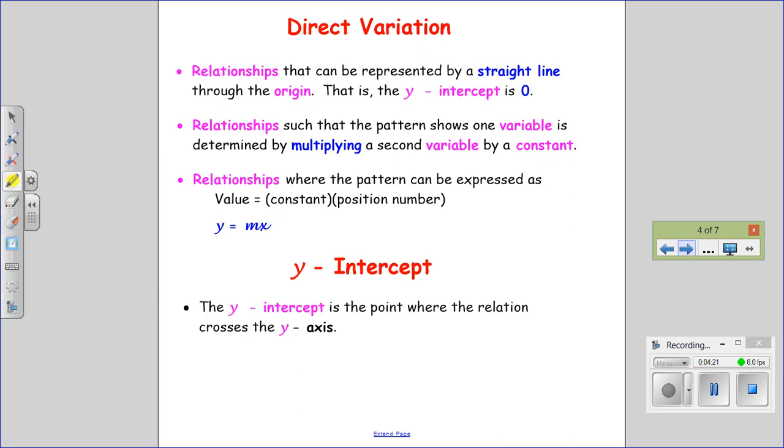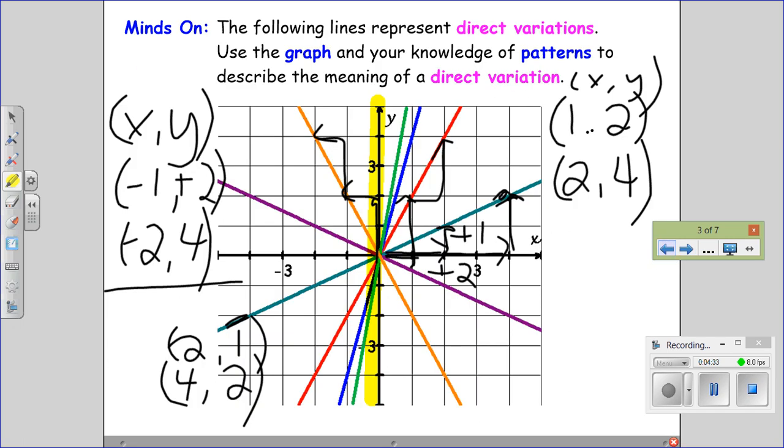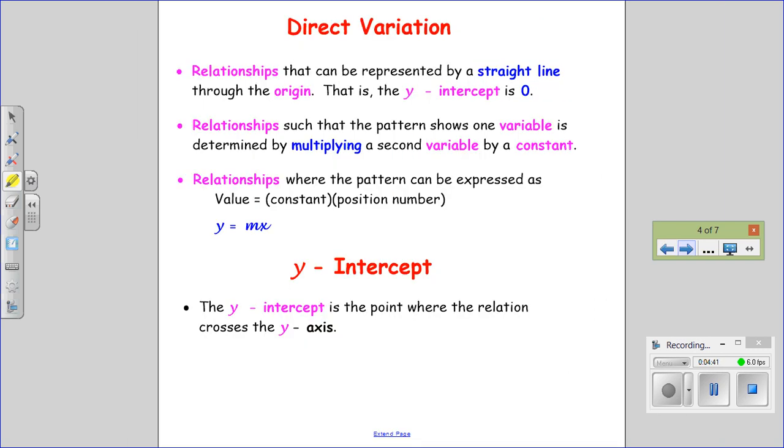Finally, relationships where the pattern can be expressed as the value equals a constant or a number multiplied by the position number is a way of describing a direct variation. Now, the value in these cases would be the y value. The position number in this situation would be the x coordinate. And your number would actually be your constant that you're multiplying by.